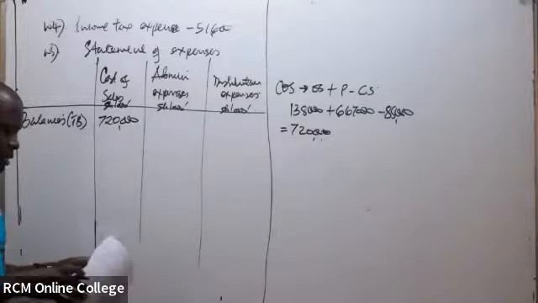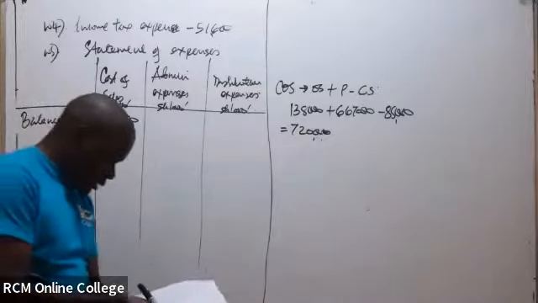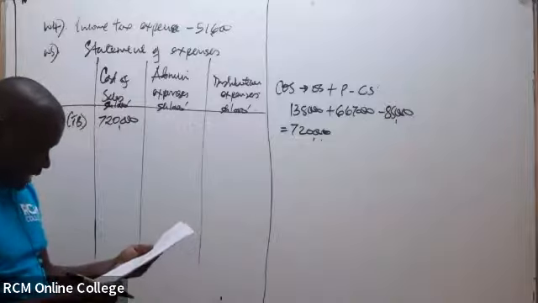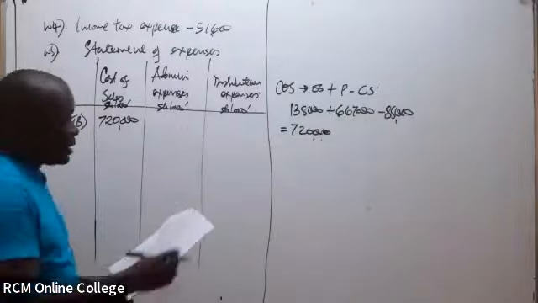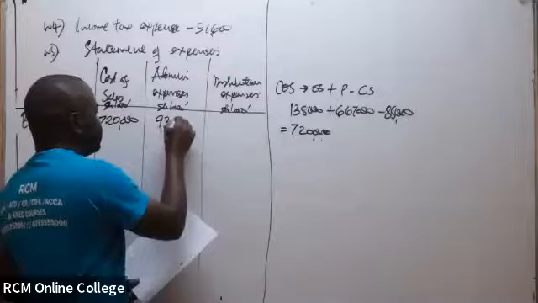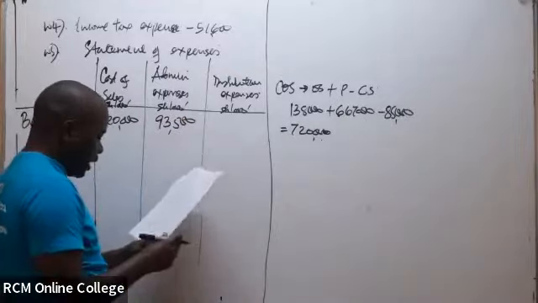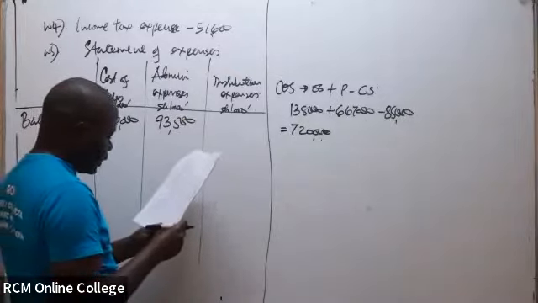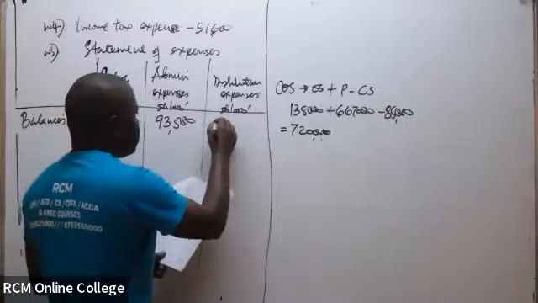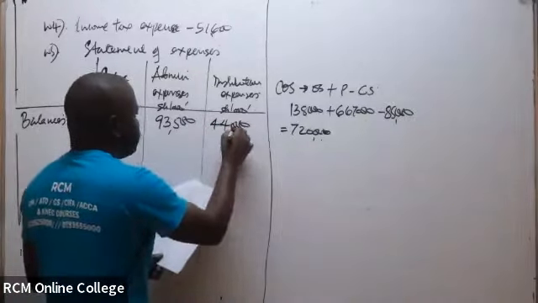Then the admin expenses we've actually been given in the trial balance, you can see they're coming to 93,500, so 93,500,000. Then distribution in this case is 44 million.